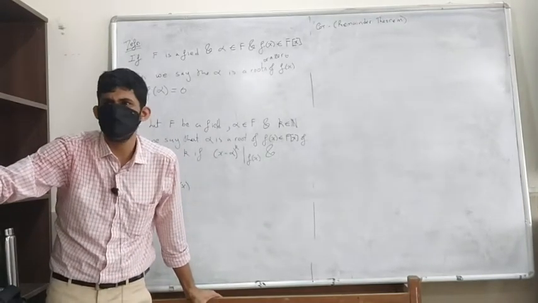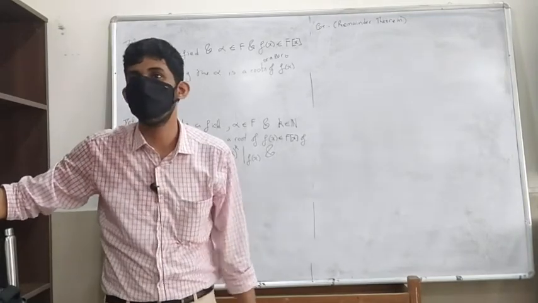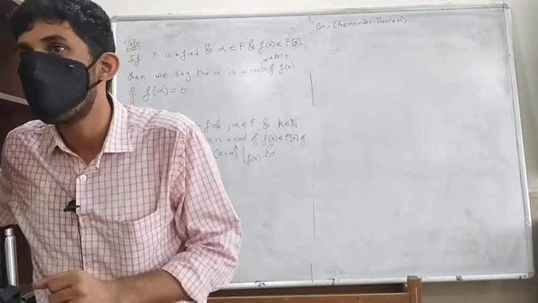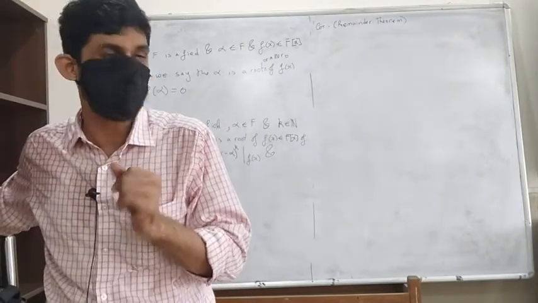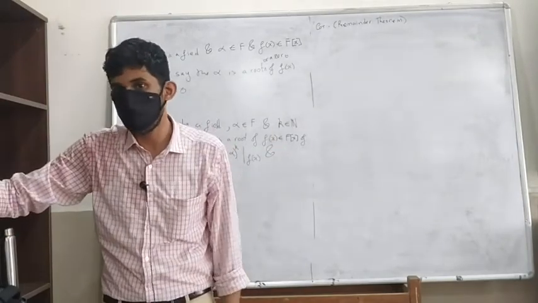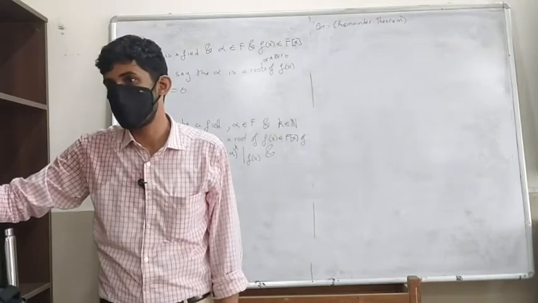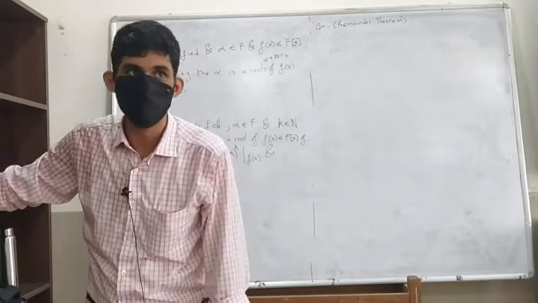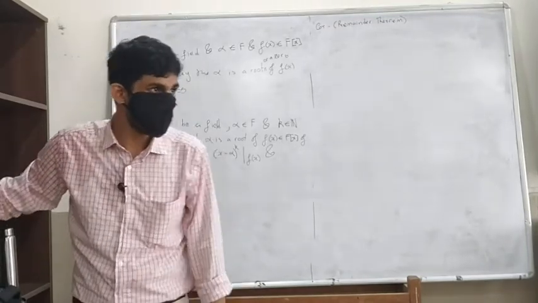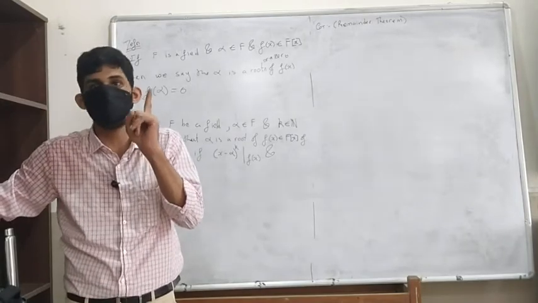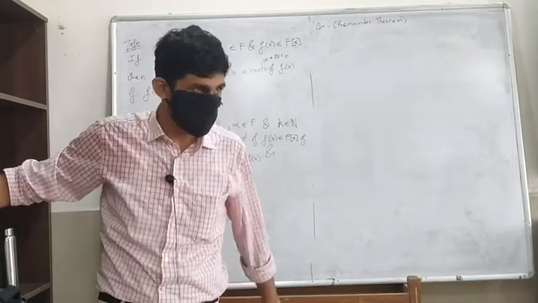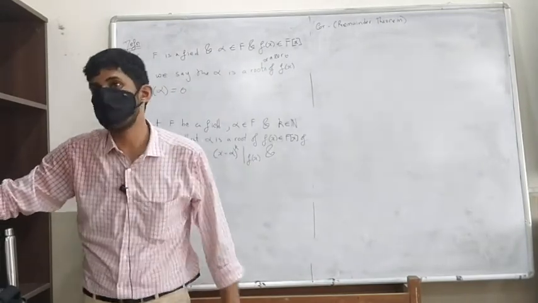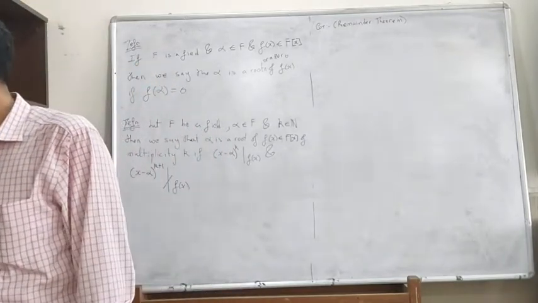Any ideas? What is the remainder of f of x? F of x is some polynomial over the field F. Let's say alpha is some element of F. The question is, what is the remainder? In the division algorithm, there is a unique remainder. So what is the remainder of f of x when divided by x minus alpha? That's the question.